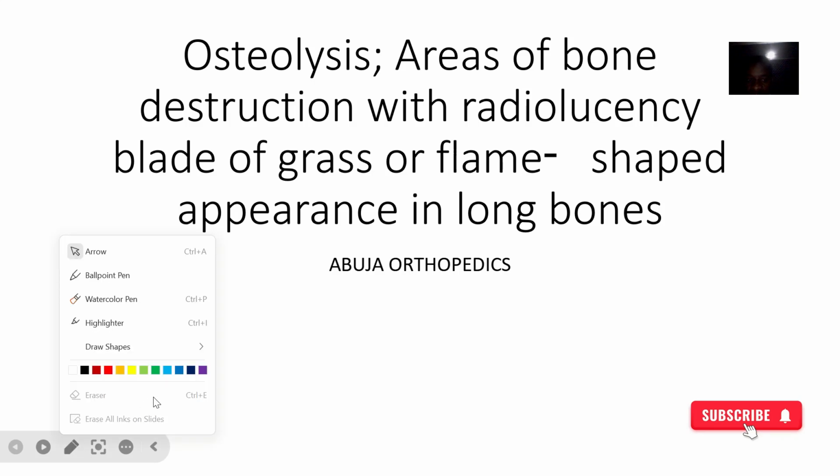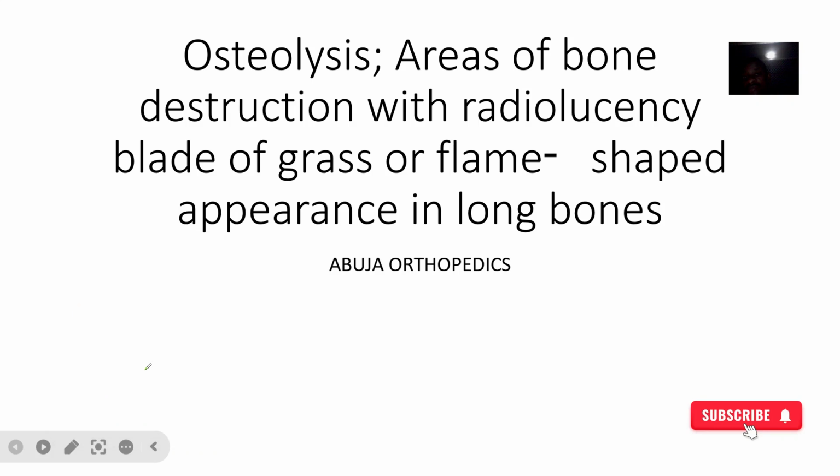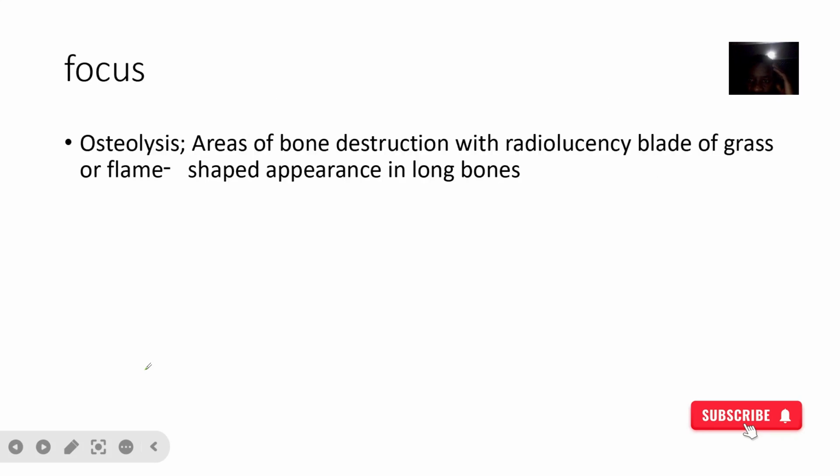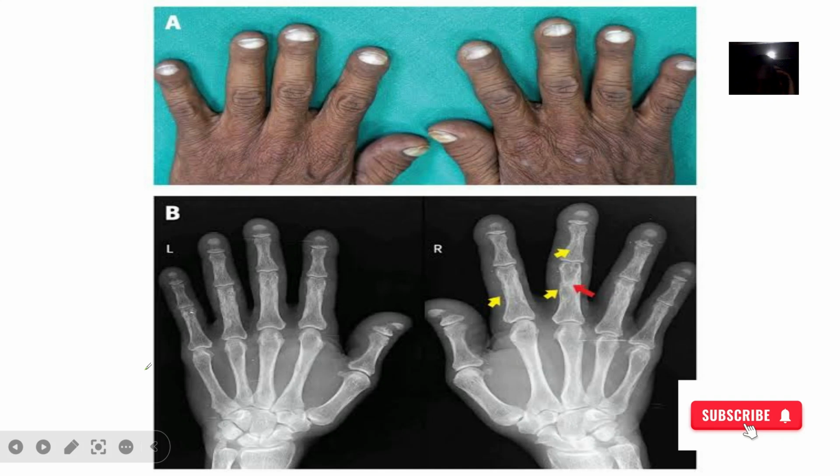Now I want to look at an imaging feature which is usually seen when there is osteolysis, and it is described as areas of bone destruction with radiolucent blades of grass or flame-shaped appearance in long bones. Okay.